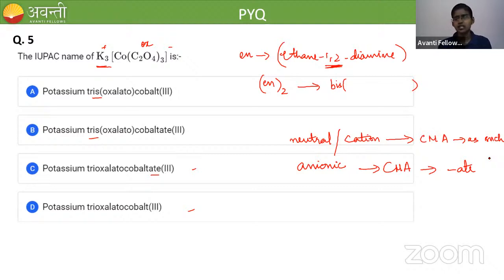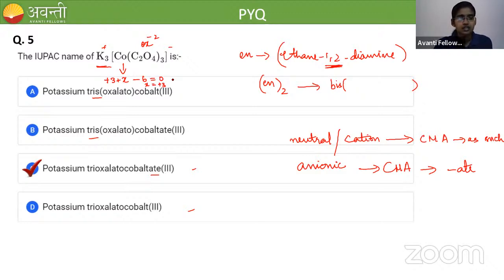In all the options here it is given as 3 only, but we can also calculate. Let me take cobalt as X, and for each potassium 1 plus charge, so this is plus 3 plus X, and for each oxalate it is minus 2. I have 3 oxalates, so 3 into minus 2 is minus 6, which is equal to 0, and X is equal to plus 3. So the correct answer for this question is option C. Got it?